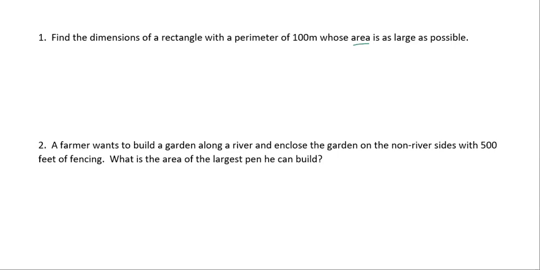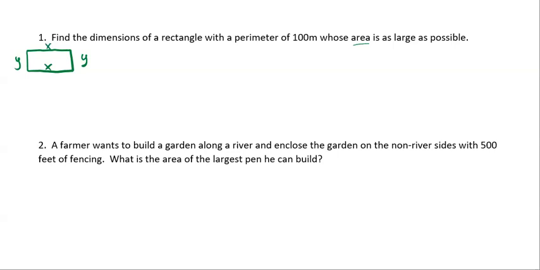So step one was to read the question. We did that. Step two, let's draw a diagram. So when we draw a diagram, I'm just going to make it a basic diagram. We know it's a rectangle because it says a rectangle. We know we have perimeter of 100. So for my rectangle, this will be Y, this will be X, Y and X.